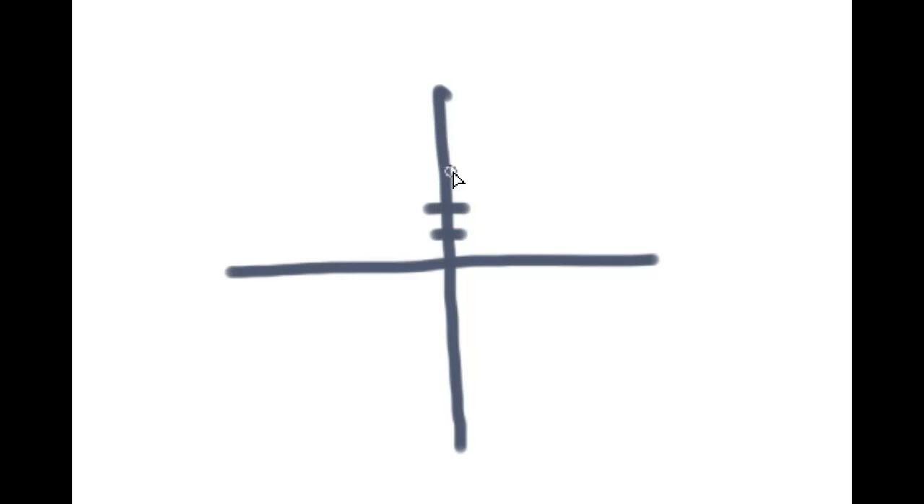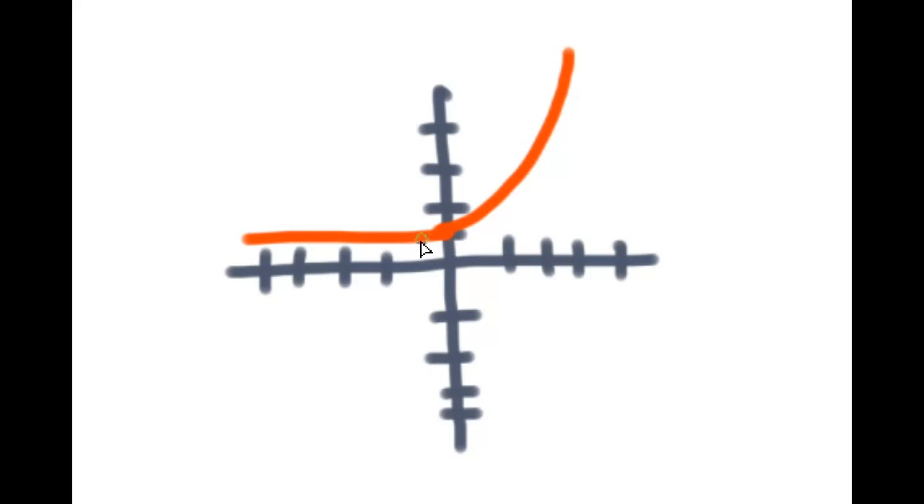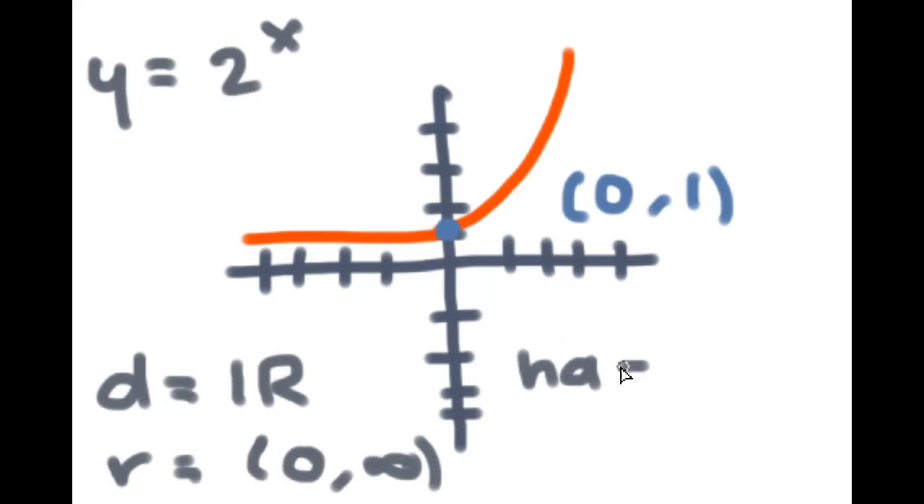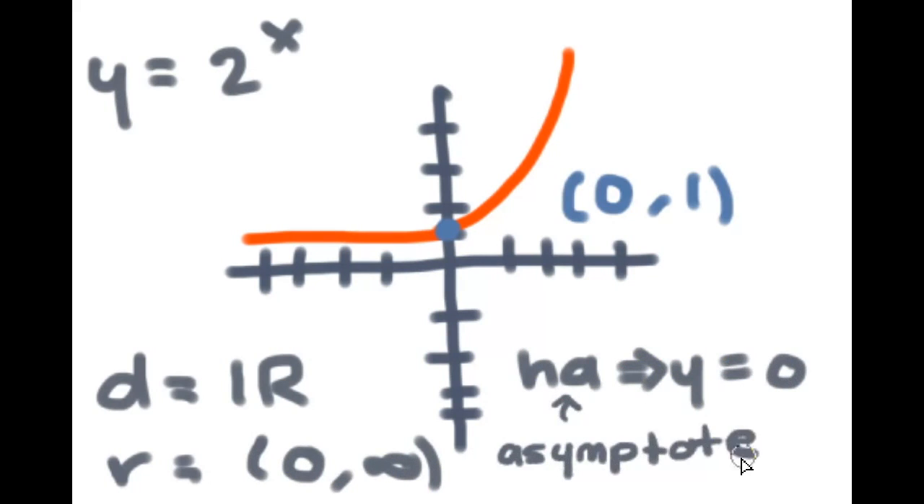The base graph for this type of function is f(x) = 2^x. Here you can see that the graph has a domain of all real numbers, an asymptote at y = 0, a reference point at (0, 1), and a range of 0 to infinity.